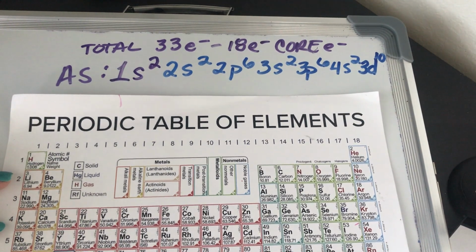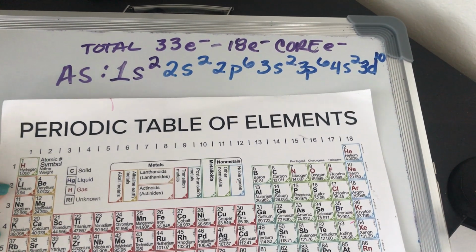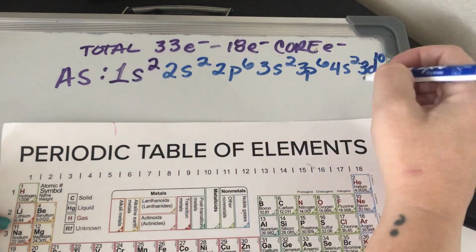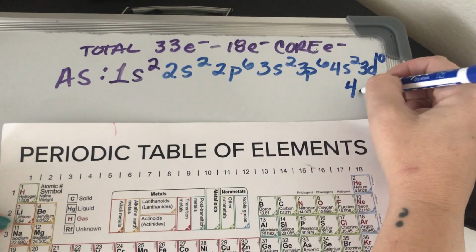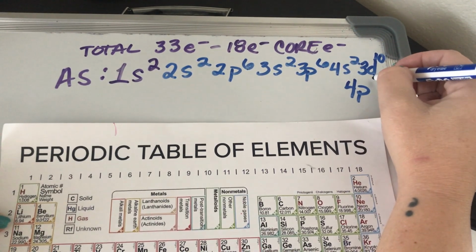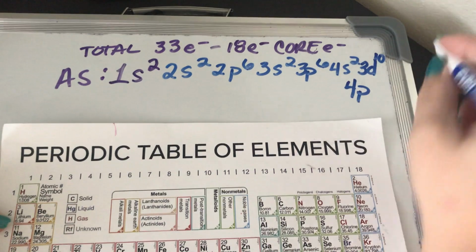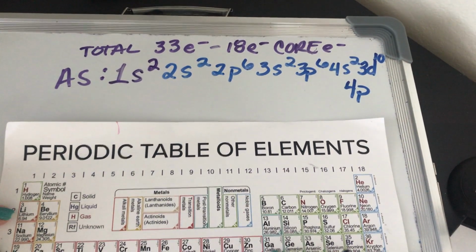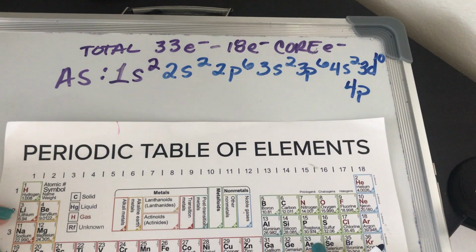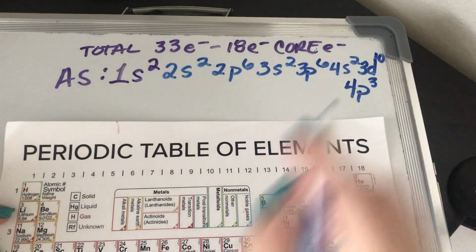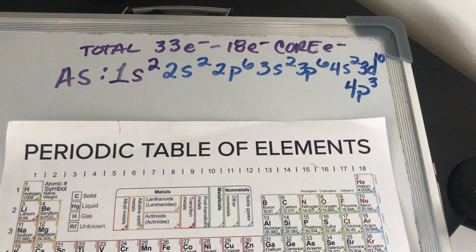And last but not least, we have 3 P. We're going back to 4, so it'll be 4p3, right? So in the p block, arsenic has 1, 2, 3 electrons. I apologize that you can't see that, but it'll catch up eventually, right?